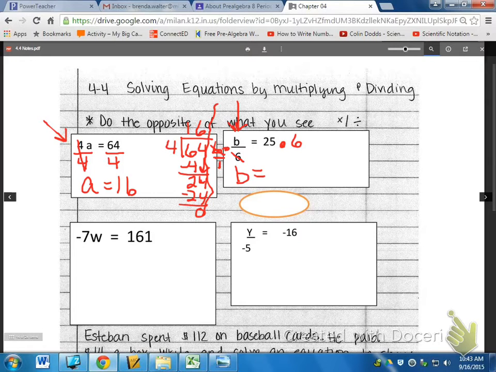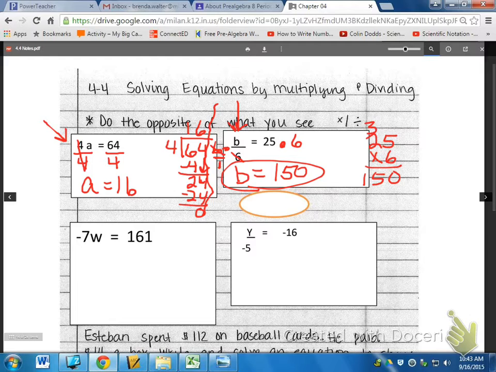b equals, and now we've got to take 25 times 6, James. So what's 6 times 5? 6 times 5 is 30. So I'm going to put a 0 down, carry the 3. 6 times 2 is 12, plus 3, 15. So we're going to say b equals 150. So multiply both sides by whatever that denominator is, and we would have it.